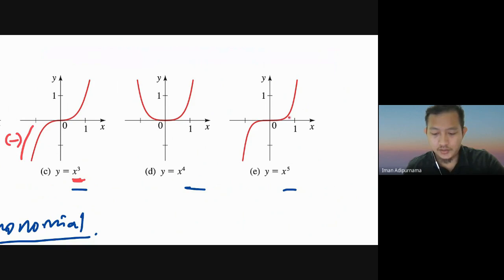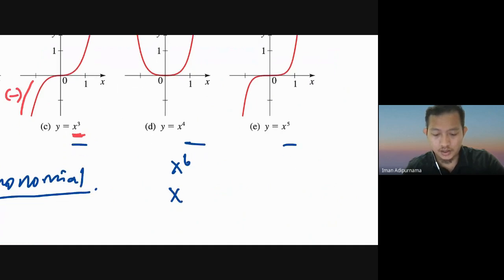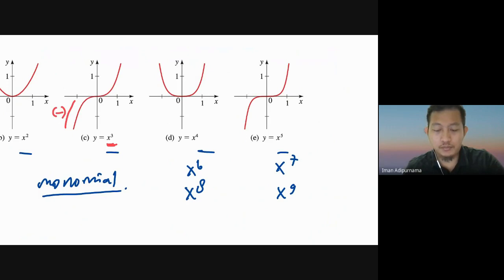You will see that nearby the x-axis, the line is getting leaner. It's getting more flattened. Okay. If you increase the degree, for example x^6, x^8, or x^7, x^9, it will be more and more flattened. If you check GeoGebra and try to draw the graph, you will see that it's going to be more flattened.